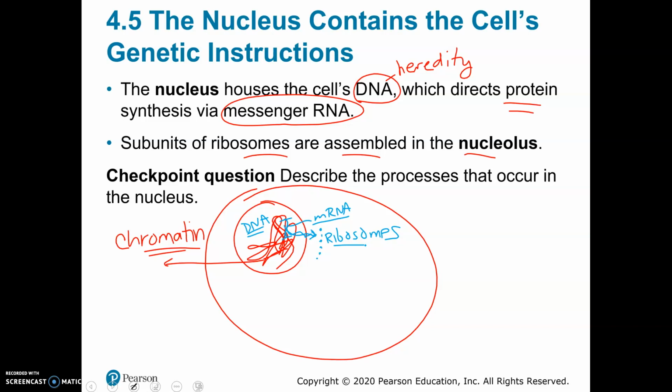But the ribosomes themselves, what makes the ribosomes? Well, inside your nucleus, you have this dark area called the nucleolus. Sounds almost like nucleus, but nucleolus. And the nucleolus builds the ribosomes. All right, so that's inside the nucleus.